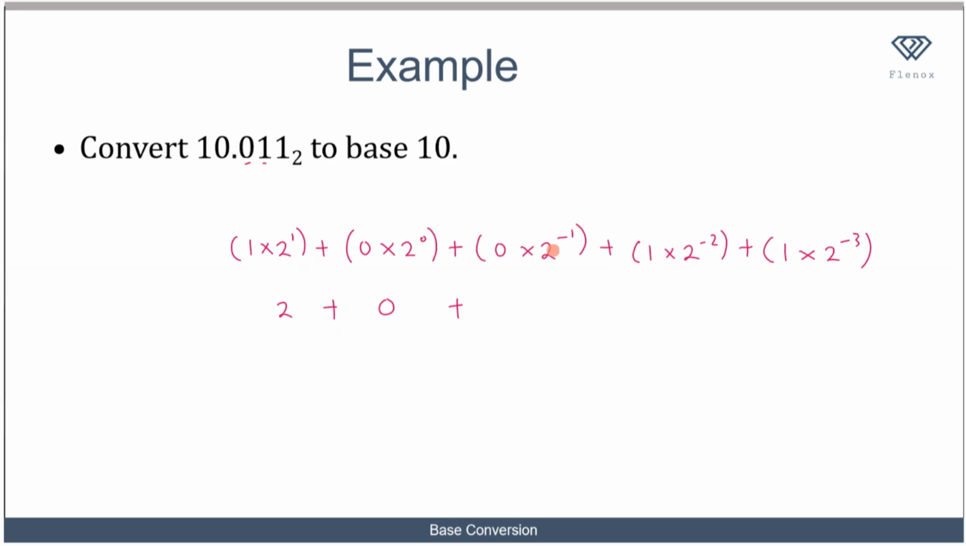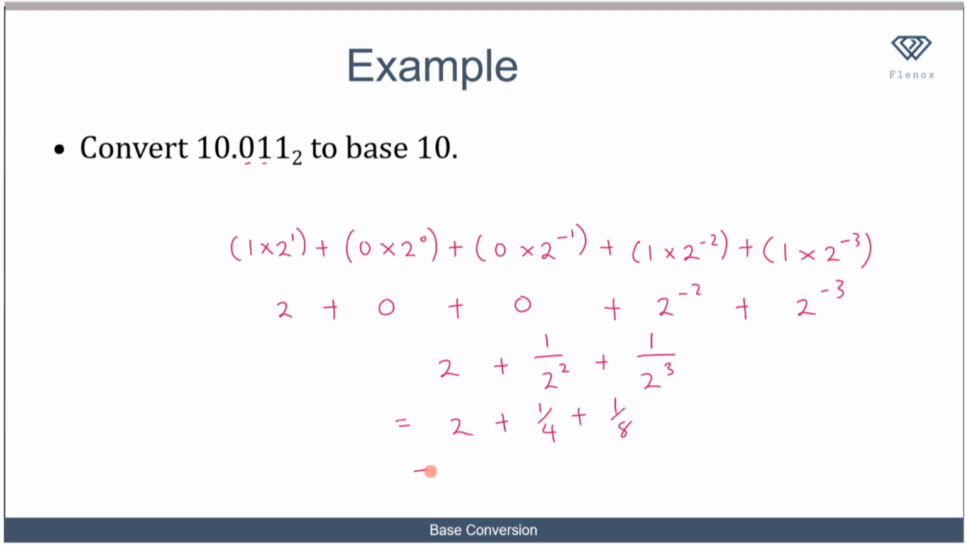Then plus 0 times anything is 0. Then plus 1 times 2 raised to the power of minus 2, which is 2 to the power of minus 2. Then plus 1 times this will give me 2 to the power of minus 3. And as you know, all this just accumulates to give me 2 plus, and as I've explained, 2 to the power of minus 2 is 1 over 2 squared, and that over there will be 1 over 2 cubed, which is equal to 2 plus 1 over 4 plus 1 over 8.